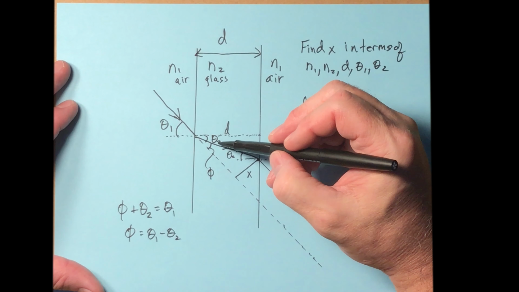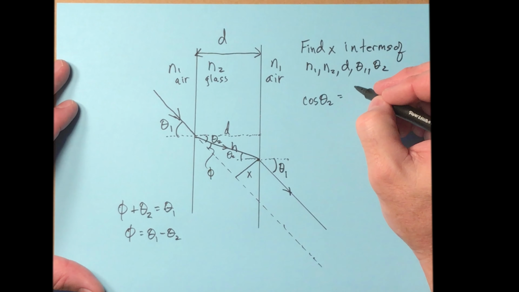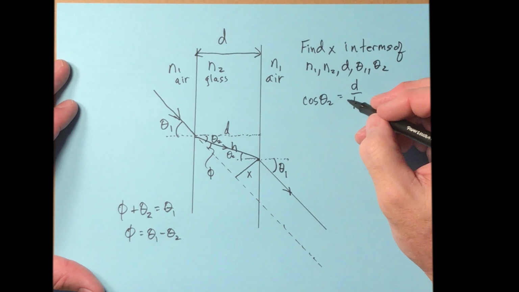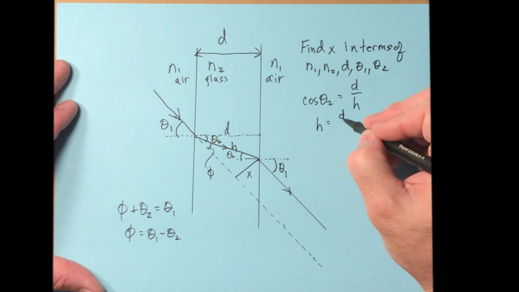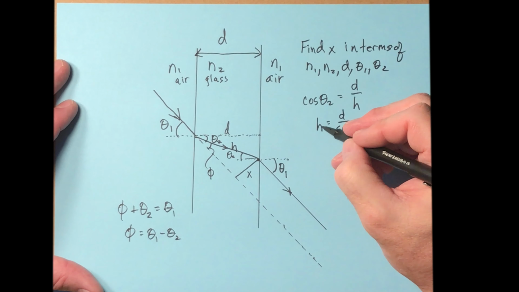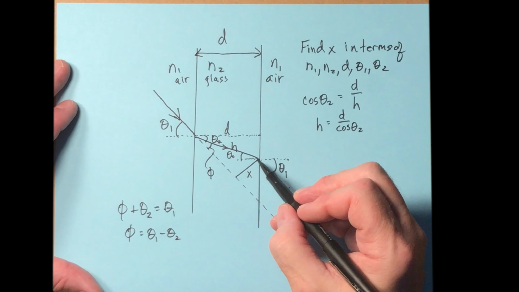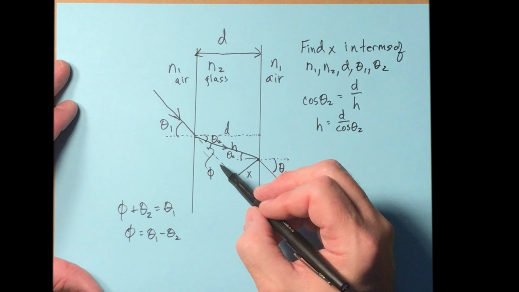What's the cosine? The cosine of theta 2 is the adjacent over the hypotenuse. That's equal to d over h. So h, the hypotenuse, is equal to d over cosine of theta 2. That means I could figure out what h is because I know what d is and I know what theta 2 is.